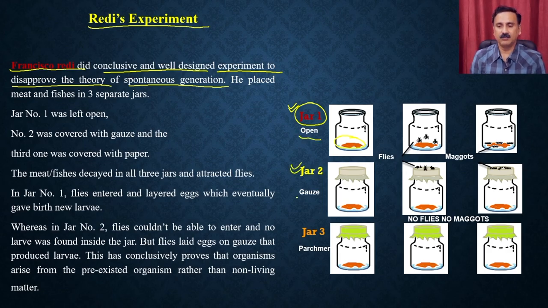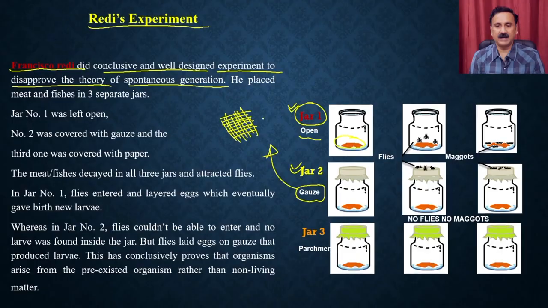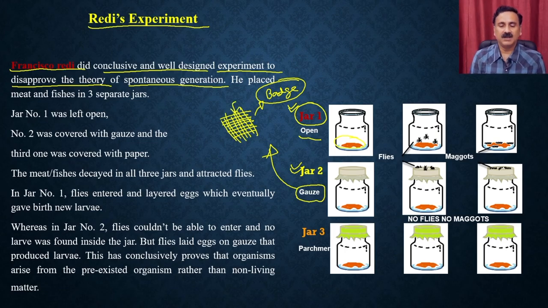On the second jar, he put a gauze. Gauze is a cloth which has a net, like the gauze people use for a bandage on a wound. This gauze will not allow bigger animals or flies to get inside, but it allows the smell and other things to come out. The third jar he closed with a parchment, which means it is closed completely, so neither the smell can come out, nor can the animals or flies go inside.